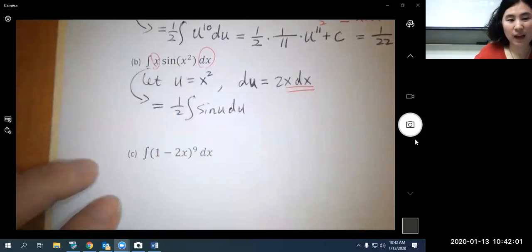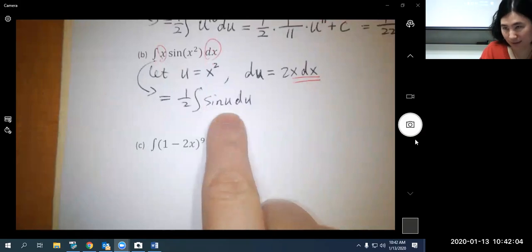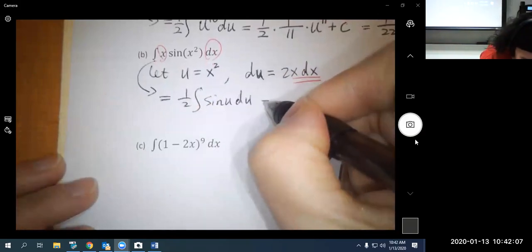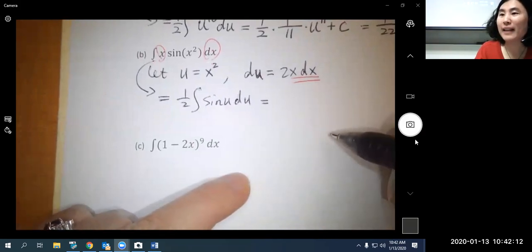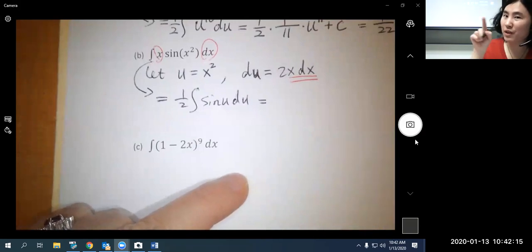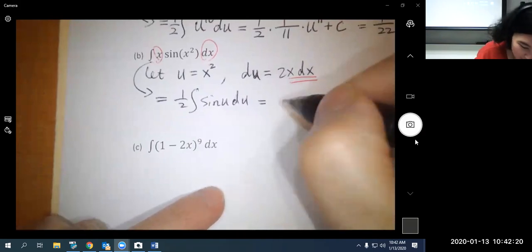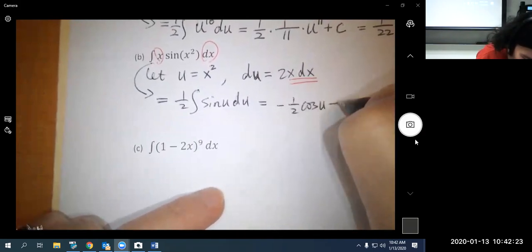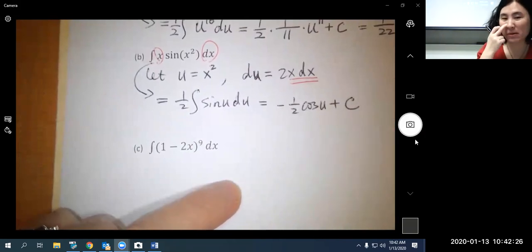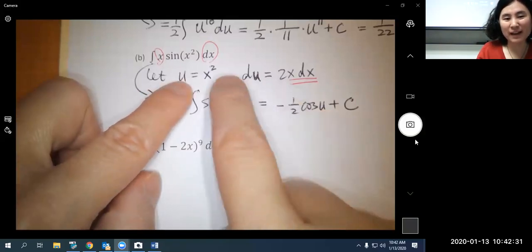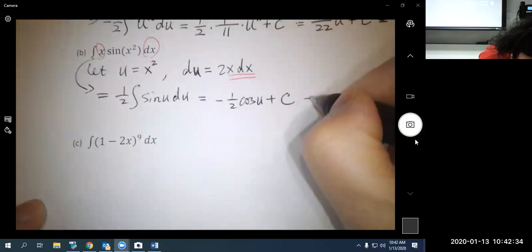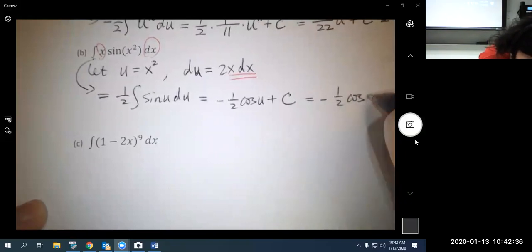Very good, thank you. And then the antiderivative for sin u is easy, right? What is it? Cosine or negative cosine? Negative cosine, because cosine u's derivative equals negative sin. So since the antiderivative of sin u equals negative cosine, we get negative 1/2 cosine of u plus what? Constant c, because it's an indefinite integral. Are we done? No, replace u back as what? x squared. So eventually the answer is negative 1/2 times cosine of x squared plus constant c.